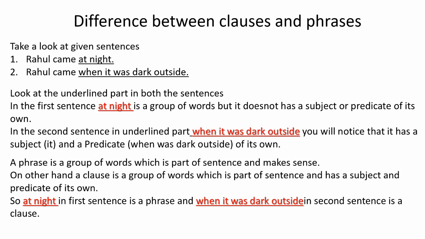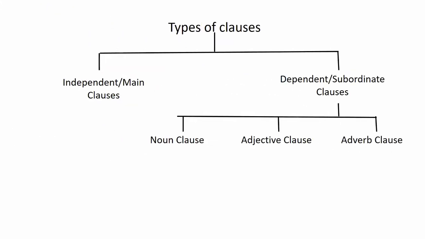A phrase is a group of words which is part of a sentence and makes sense. On the other hand, a clause is a group of words which is part of a sentence and has a subject and predicate of its own. A phrase does not have a subject or predicate. So, at night in the first sentence is a phrase, and when it was dark outside in the second sentence is a clause.